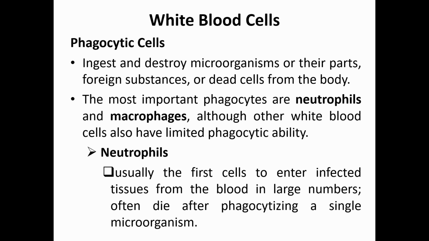Next, you have your phagocytic cells. These are cells that can ingest and destroy microorganisms or their parts inside their body. The most important phagocytes are your neutrophils and macrophages, although there are other white blood cells that have limited phagocytic ability. So your neutrophils, these are usually the first cells to enter the infected tissues from the blood in large numbers. They often die after phagocytizing a single microorganism.